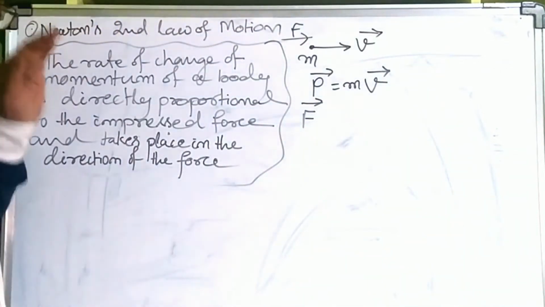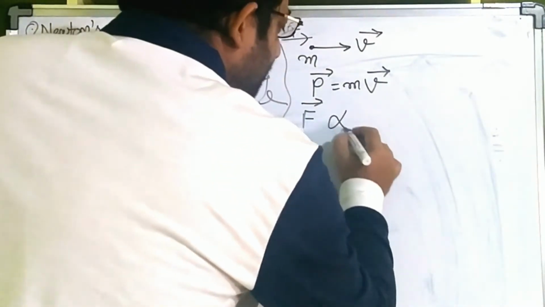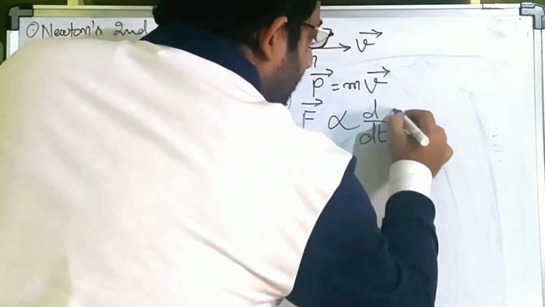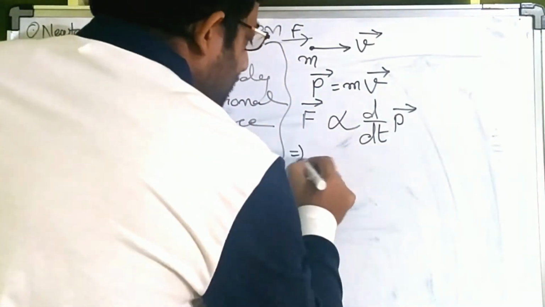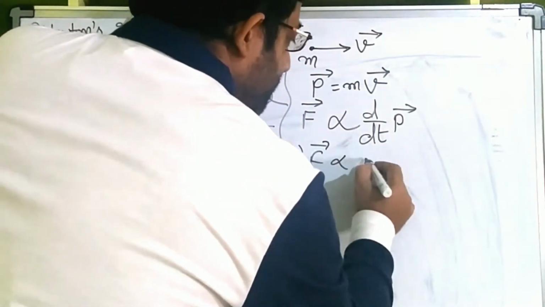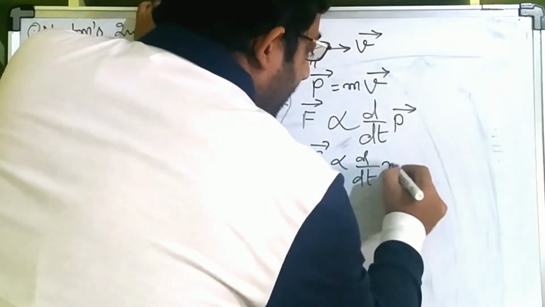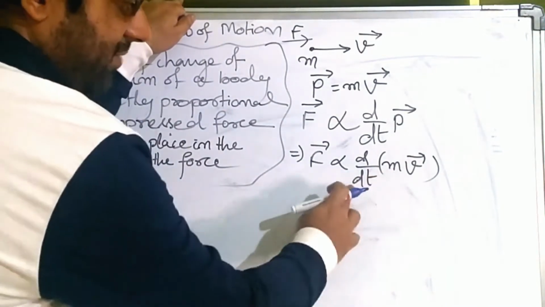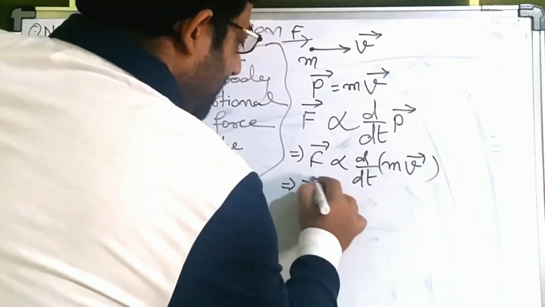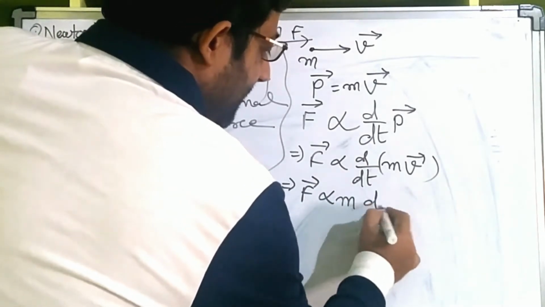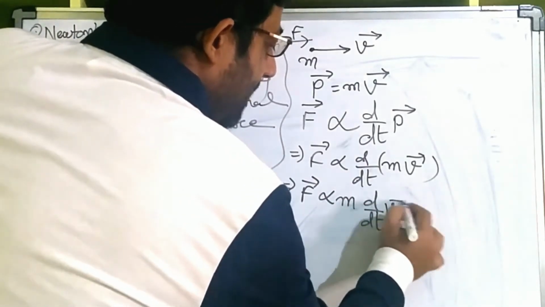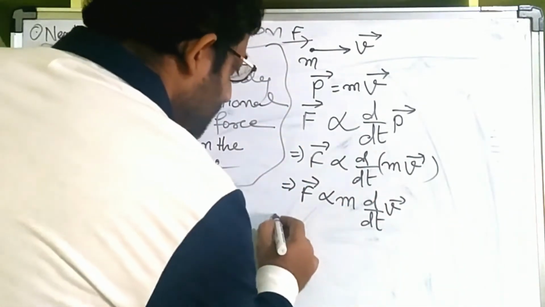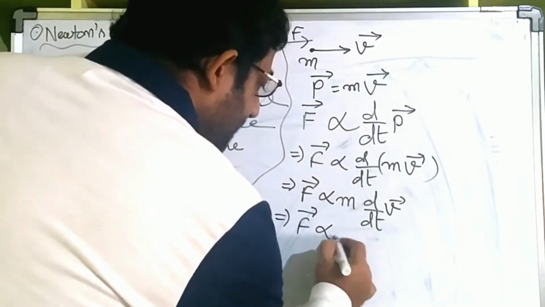If I write in mathematical form, F is directly proportional to the rate of change of momentum, d by dt of momentum. So F is directly proportional to d by dt of mv. Now m, mass, is a constant term, I can take it out, which implies F is directly proportional to m dv by dt. Now dv by dt, isn't it the acceleration? Acceleration is the rate of change of velocity. So F is directly proportional to ma.